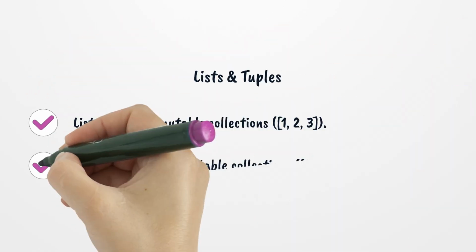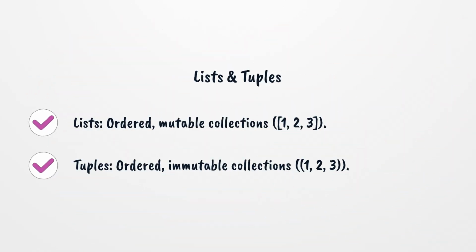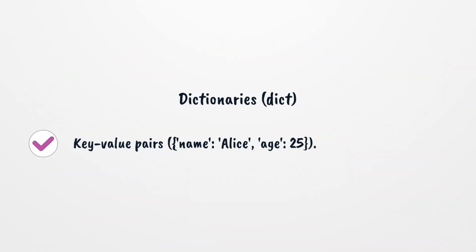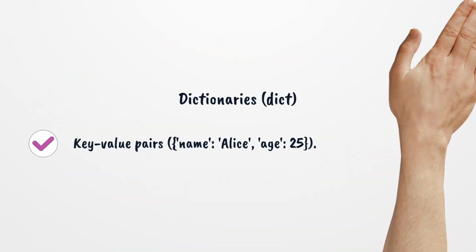Lists and tuples. Lists: ordered, mutable collections, [1, 2, 3]. Tuples: ordered, immutable collections, (1, 2, 3). Dictionaries, dict. Key-value pairs, {'name': 'Alice', 'age': 25}.